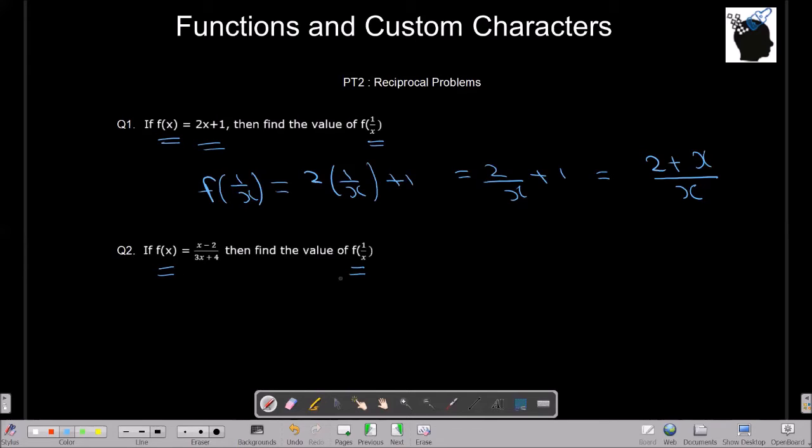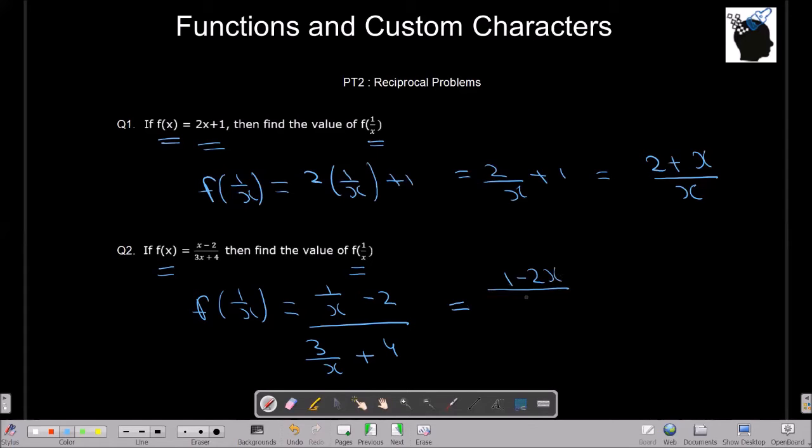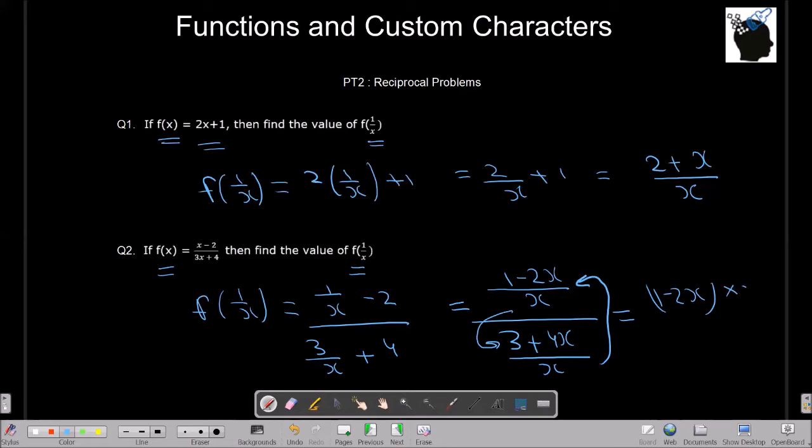So I have to replace x with 1 by x to get f of 1 by x as 1 divided by x minus 2 divided by 3 divided by x plus 4. And if you take the LCM, (1 minus 2x) by x divided by (3 plus 4x) by x, which is nothing but 1 minus 2x. This x will go up and this x will go down, multiplied by x divided by 3 plus 4x multiplied by x.